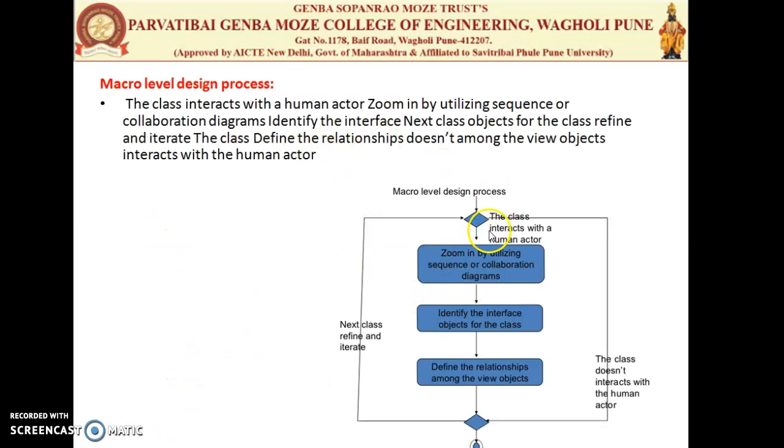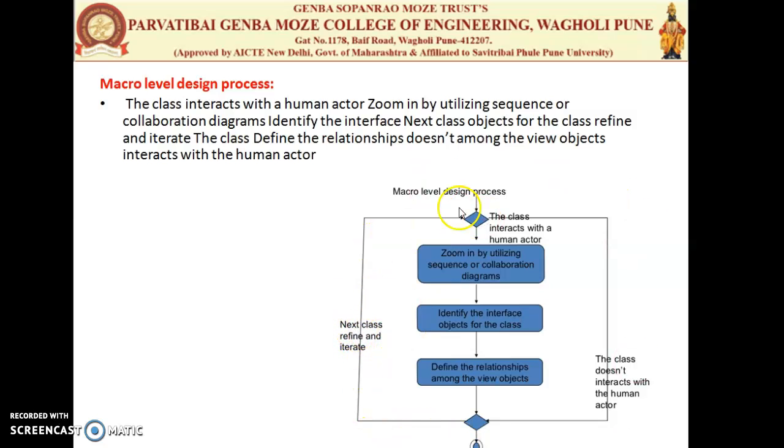So as we have seen, if the classes interact with the human actor, then we utilize sequence and collaboration diagrams to find the different UI classes. Then identify the interface objects of the class. So if you find a class which will interact with the user, you need to find the objects of that particular class too, define the relationship among the different view objects, and then continue to the business layer. If the classes don't interact with the human actor, they go directly to the decision and directly to the business phase. And if the human actors are interfacing, then you have to refine and iterate.